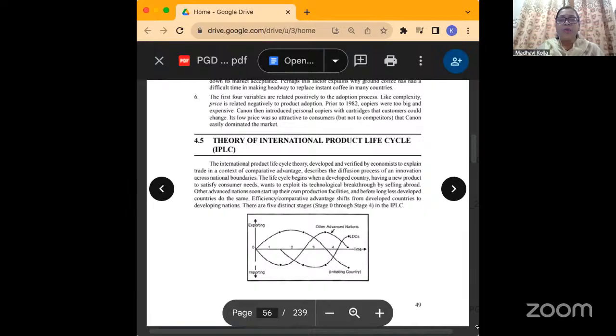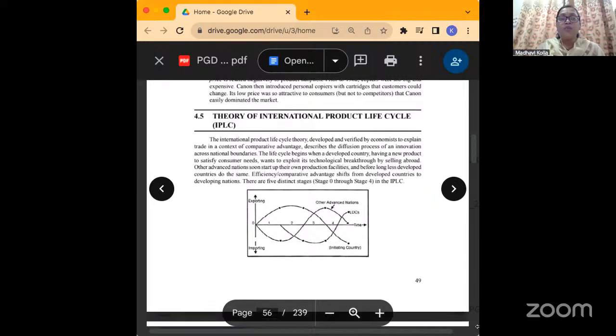Then Canon came out with personal copiers, which it introduced to the customers with small cartridges. And the cartridges were made in such a manner that customers could change it themselves. So what happened was, in this process, they brought out a copier which was not only smaller, sturdier, but which was very, very customer centric. So that way, there was a higher adoption of their product in the local market. And not only that, and even when they introduced it into an international market, it gained a lot of acceptance.